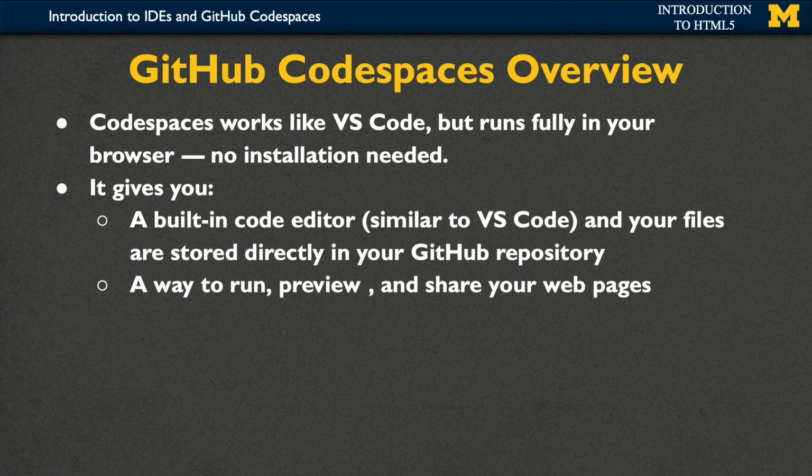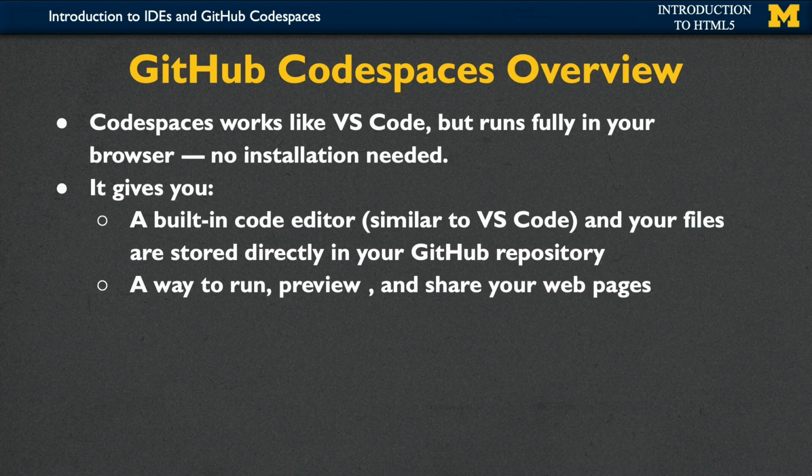GitHub Codespaces works like VS Code, but runs fully in your browser. No installation is needed. It's going to give you a built-in code editor that looks extremely similar to VS Code, and your files are stored directly on your GitHub repository. So it doesn't matter how big your images are, they'll live there. They also provide a way to run, preview, and most importantly, share your web pages.